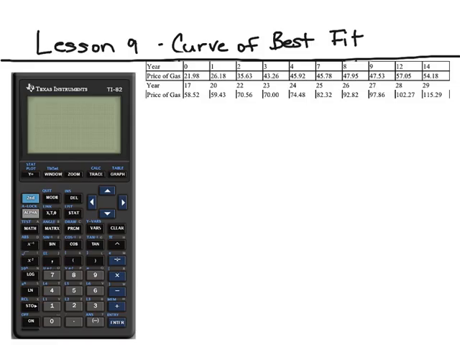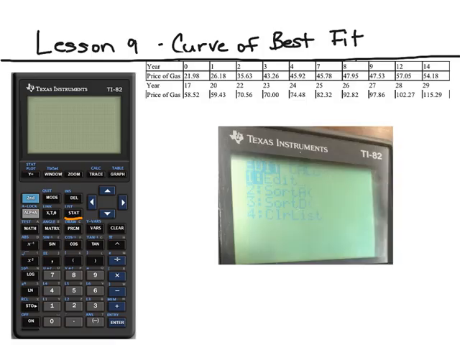Now what you're going to do is go into your graphing calculator and click the Stat button first. This is your Stat button, and the screen that comes up will look like this. Then push 1 because we want to edit. This will make your screen look like this.